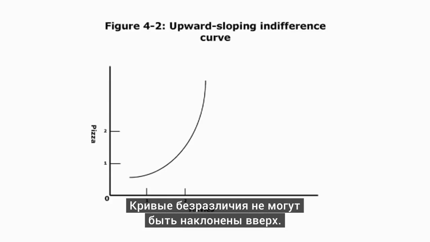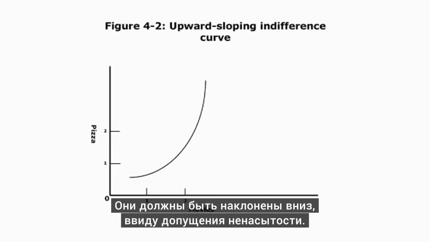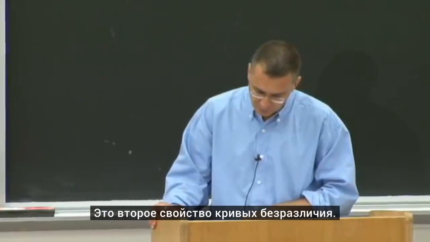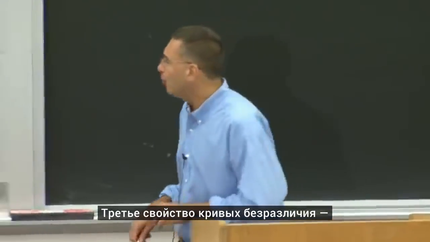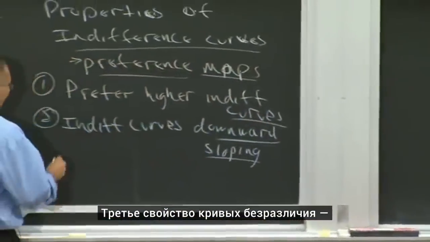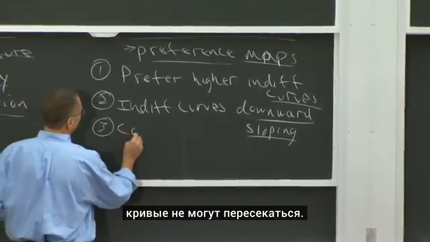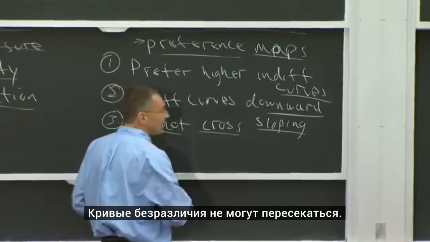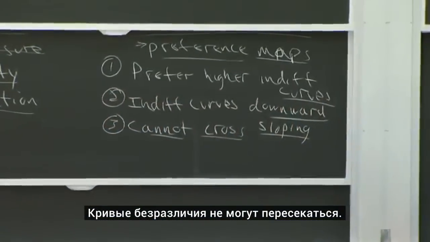So indifference curves can't be upward sloping. They've got to be downward sloping by the non-satiation assumption. Okay? That's the second property of indifference curves. The third property of indifference curves is indifference curves cannot cross. Indifference curves cannot cross. Okay.